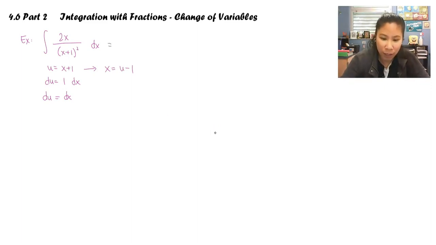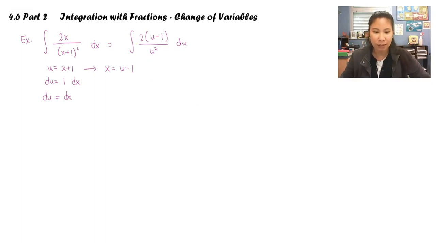So now if I rewrite my original problem, it'll be 2 times, and instead of x, it'll be u minus 1 over, and then on the bottom we can write the x plus 1 as u squared, and then dx we said was equal to du. So now our problem looks like this. And now this is much easier to do because I've got this 2 here, which is just a constant, so we can move the 2 out front. So that leaves me with u minus 1 over u squared du.